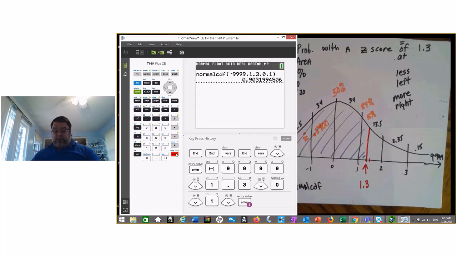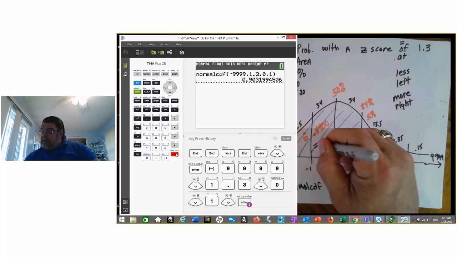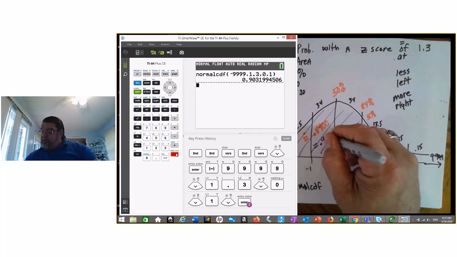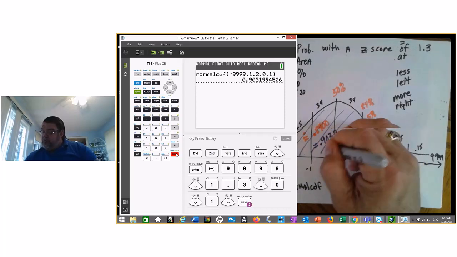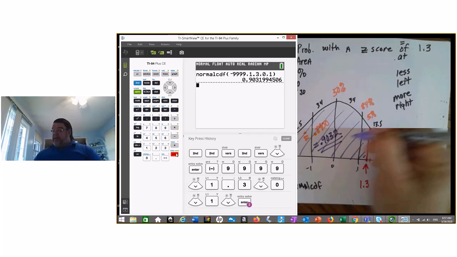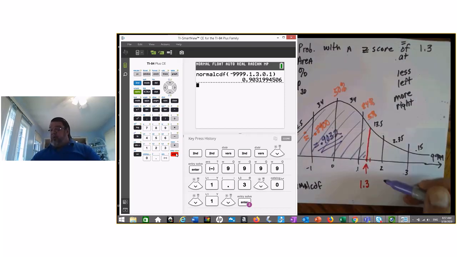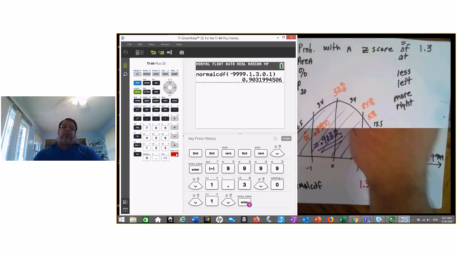0.9032 is your actual answer. 0.9032. So that's 90%, so 1.3 represents 0.9032 probability.